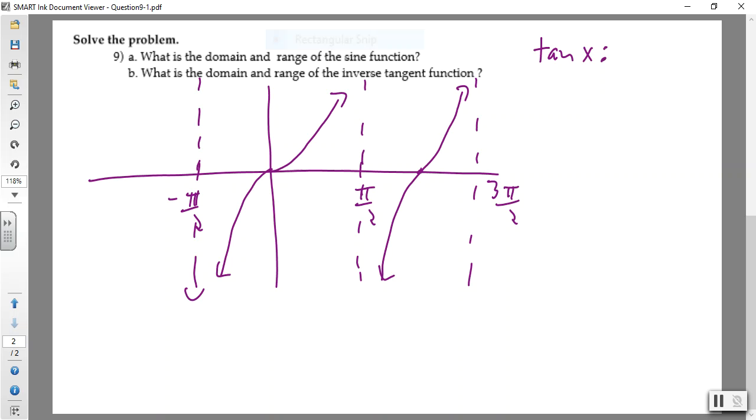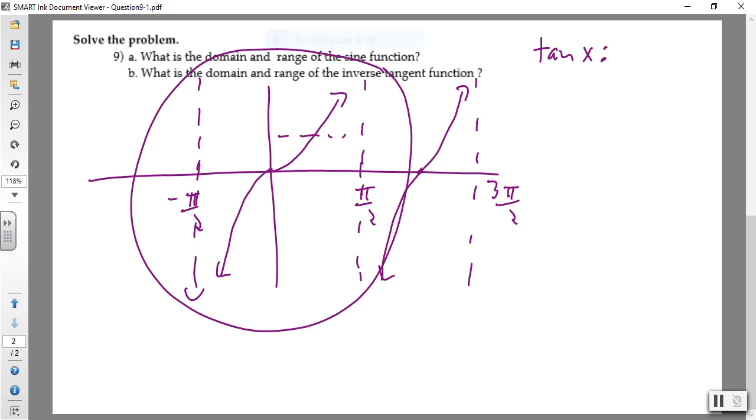Now what we actually want is the inverse function. So now to do the inverse function, we just take a section of the graph, and we want to make sure it passes the horizontal line test. So if we just take this section, that's the section that we take for the inverse tangent function.